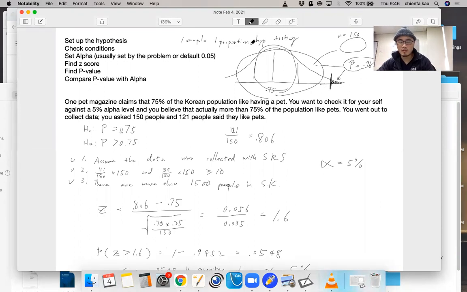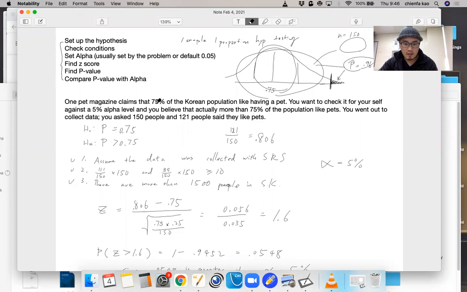Okay, this is one of the things that you must remember. You need to know how to do it, so please write good notes. All right, in order for you to do hypothesis testing, you need to do all these things. First, set up the hypothesis, check conditions. Let's just do one by one.